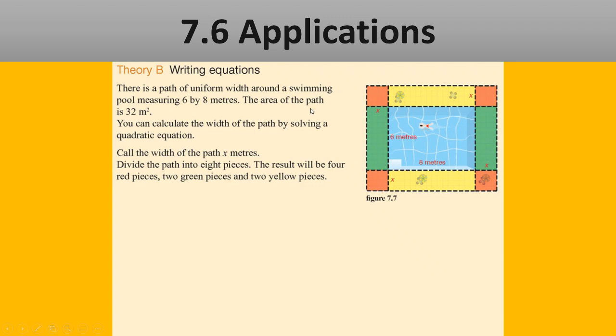They start by giving you an exercise, right? There is a path of uniform width, which means it's the same width everywhere, around a swimming pool measuring 6 by 8 meters. The area of the path is 32 square meters, right? So the area of the path, not of the bath itself. You can calculate the width of the path by solving a quadratic equation. Call the width of the path x meters.